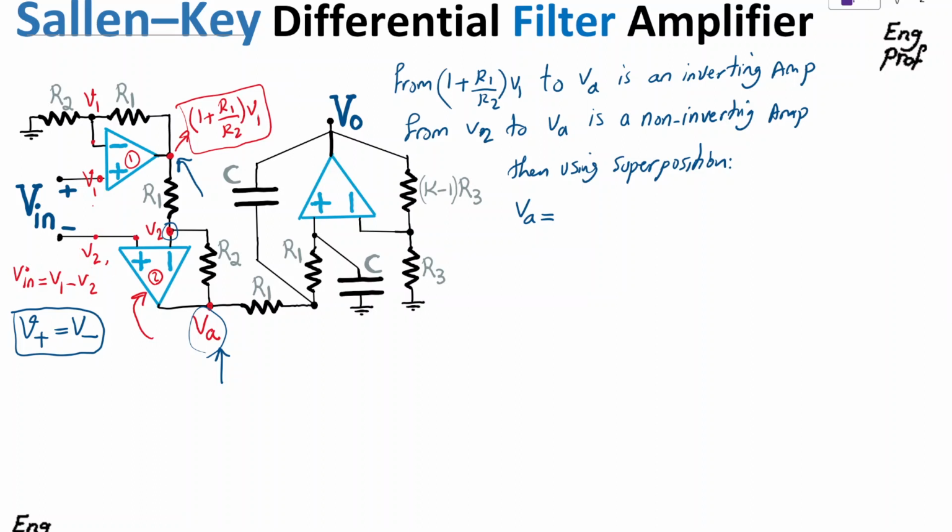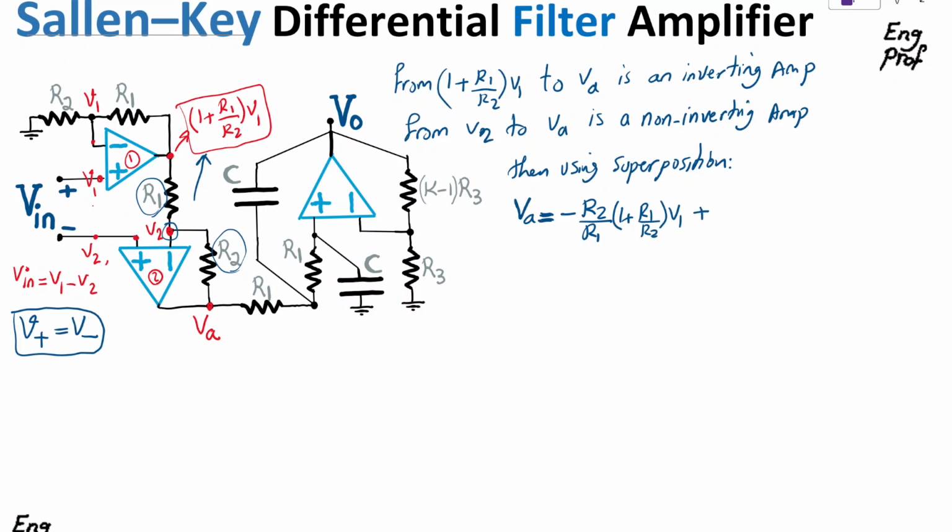So one by one, what I can do is: VA is negative R2 over R1 times this voltage. That's the meaning of inverting amplifier. 1 plus R1 over R2 times V1. So that's the effect of V1 in terms of its contribution to VA.